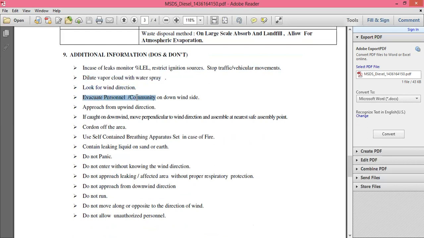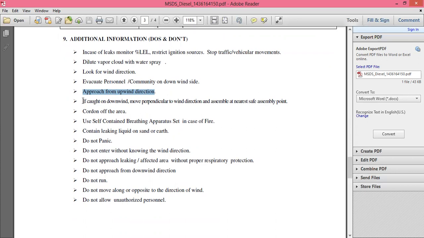You should evacuate personnel and the community on the downside of the wind. That means away from the vapors of this particular cargo, so that the vapors are not flowing onto the personnel. You should approach from the upwind direction. That means you have to take the wind on your back, not on your face. If caught downwind, move perpendicular to the wind direction and assemble at the nearest assembly point.